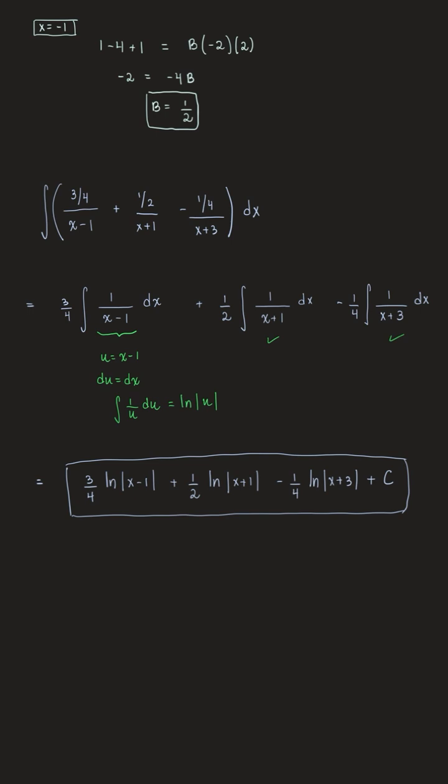So it's a little bit tedious, but in the end, it's not too difficult once you have found those constants. And there are different ways of finding the constants. You can either set up a system of equations, or you can do what we did here, plugging in values of x that will zero out some term.